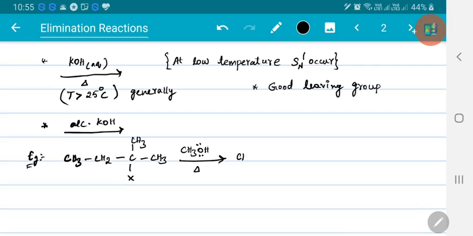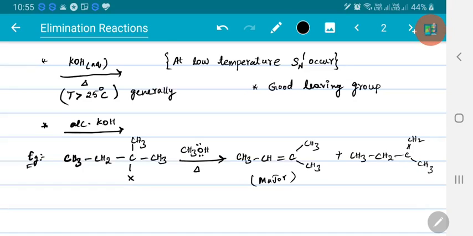Now the product will be CH3, CH double bond C, CH3, CH3. This is the major product. In addition to that, you may get some minor product also, that is the Hofmann product, that is CH3, CH2, C double bond CH2, CH3. So as such, you may get a minor product, which is nothing but a Hofmann product, right? So let me call it a minor product as of now.